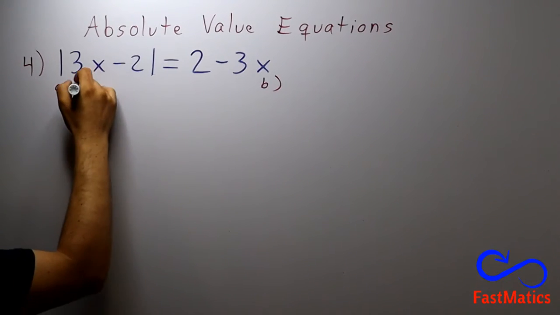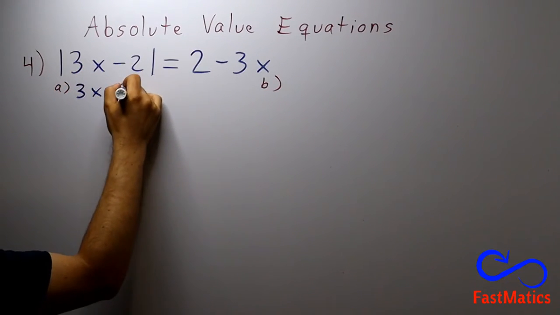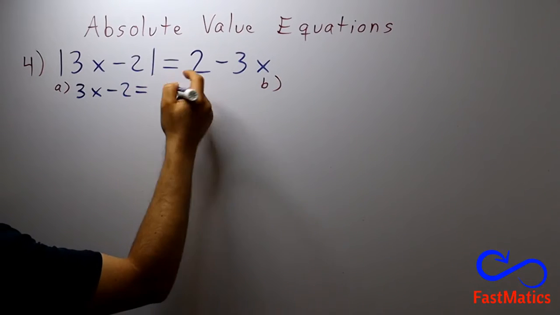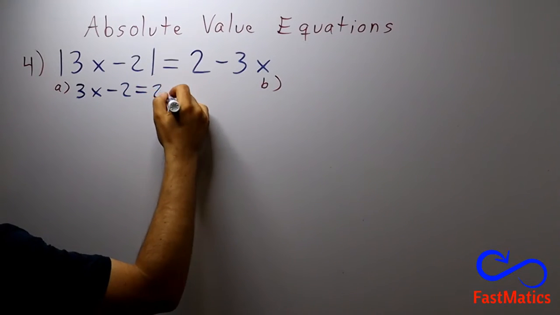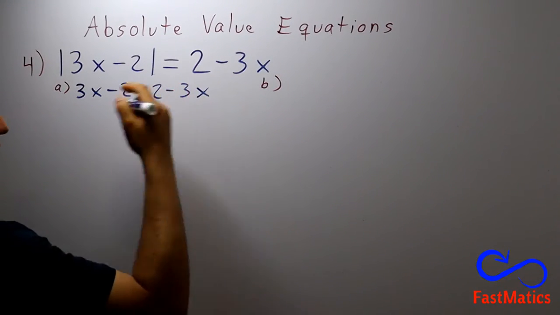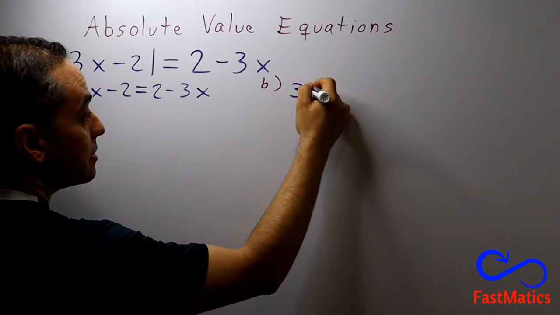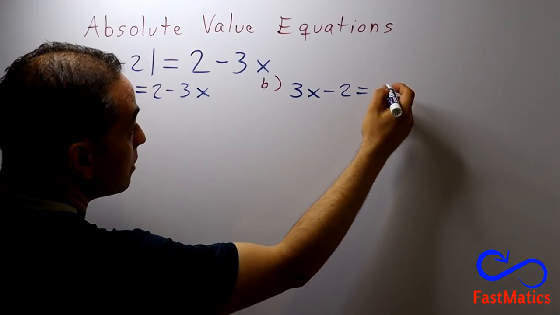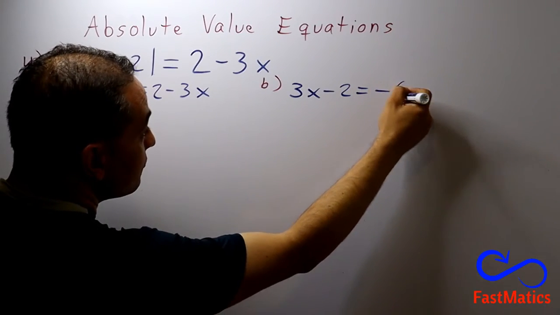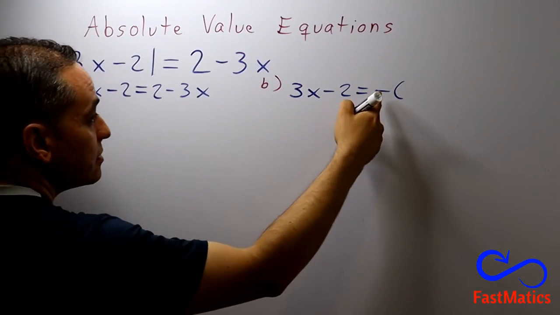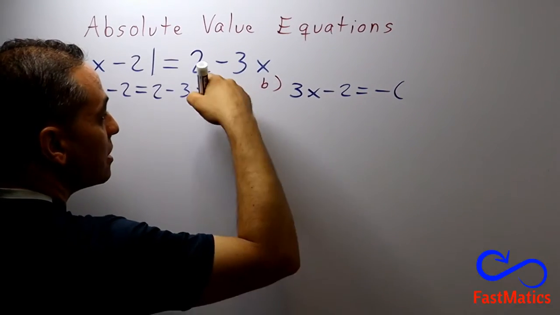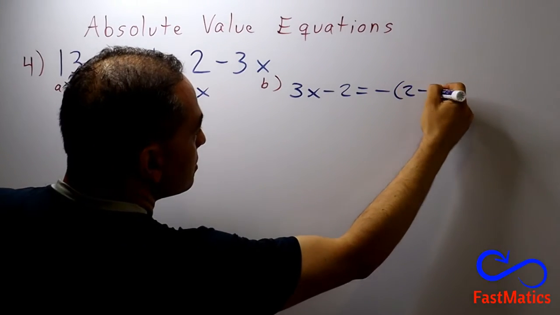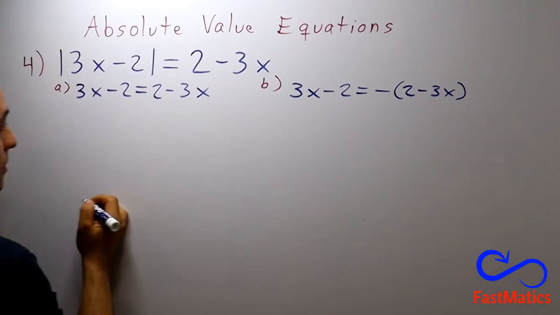The expression that is inside the absolute value will be equal to the expression that is on the right side, and the expression that is inside the absolute value will be equal to negative, and after that it is very important to put parentheses, the expression that is on the right side.